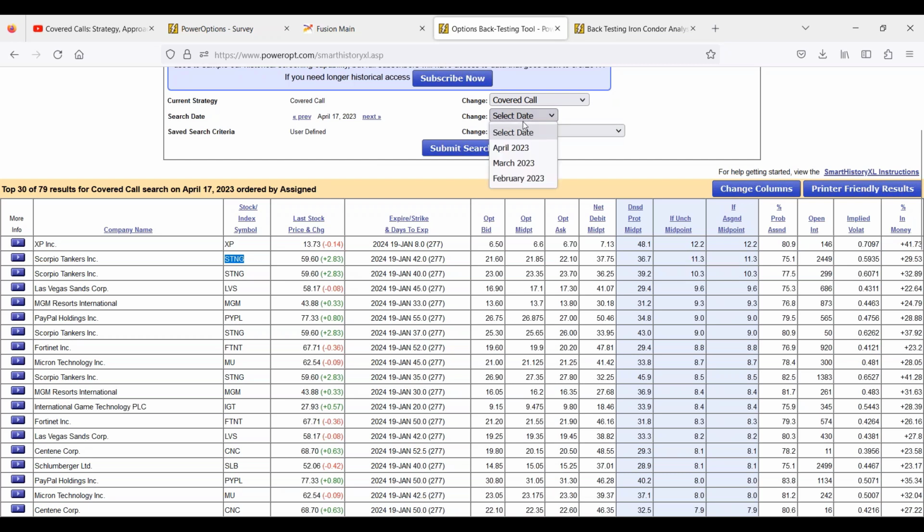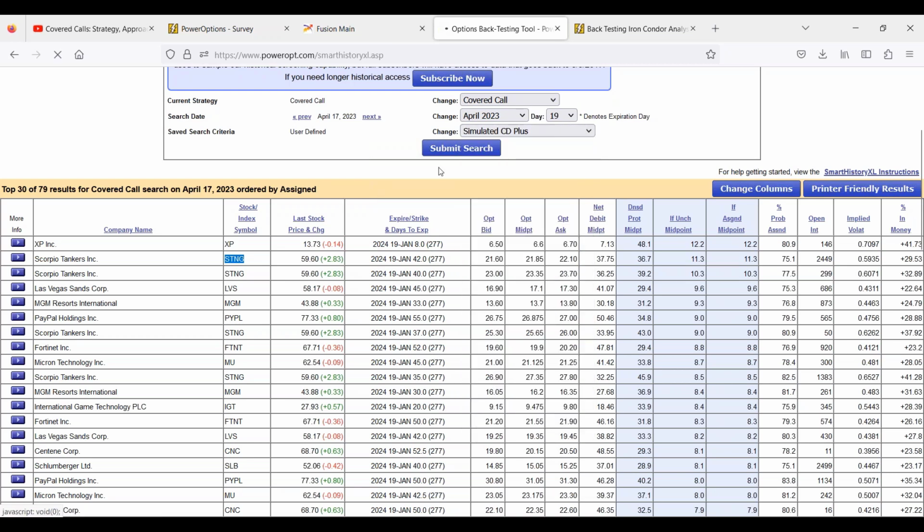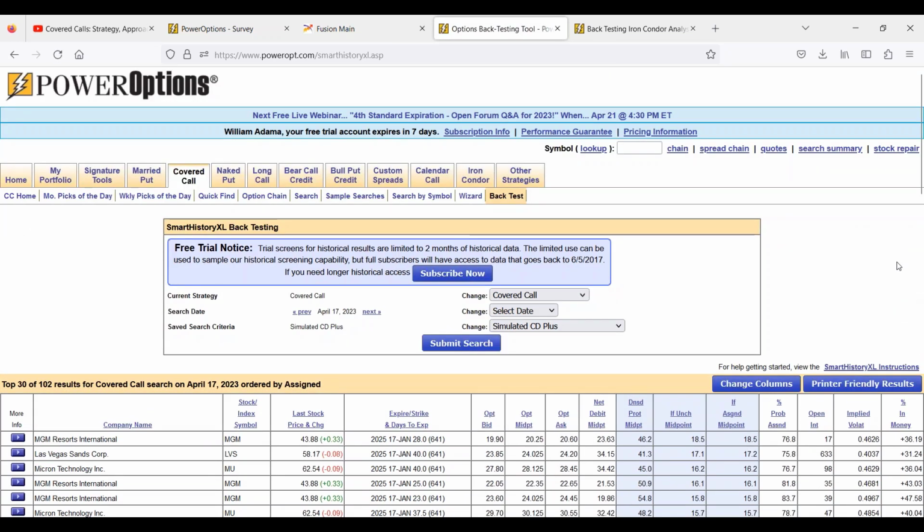Let's go midweek. Let's go to April 19th. Am I in the Iron Condor one? No, I'm not. Okay, sorry, folks. There we go. Simulated CD plus. My apologies. No, change the date, please. I don't think it did that right. I think one overwrote the other. And again, just taking a moment. There we go.